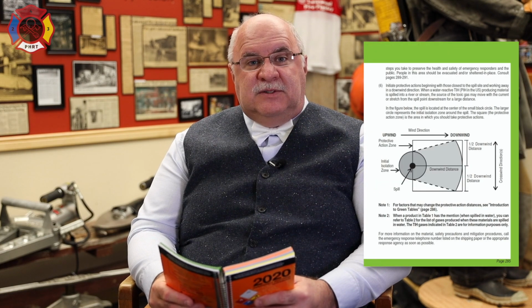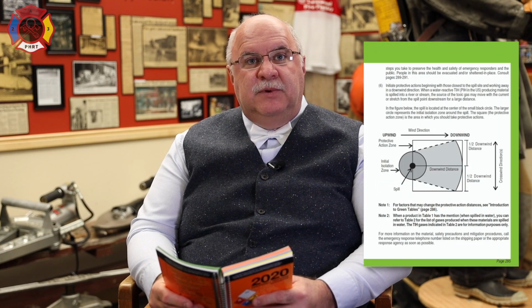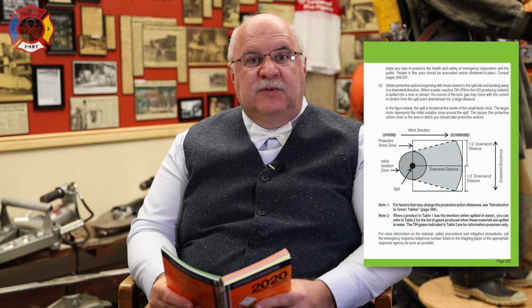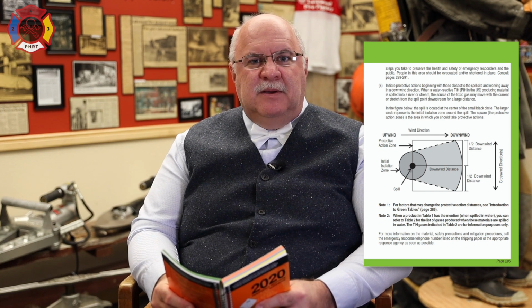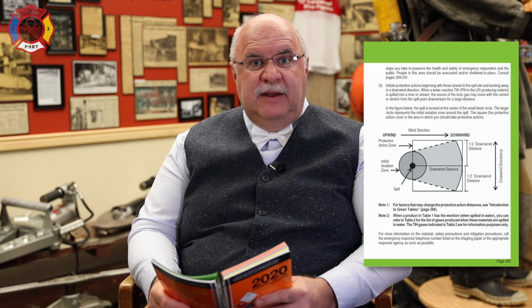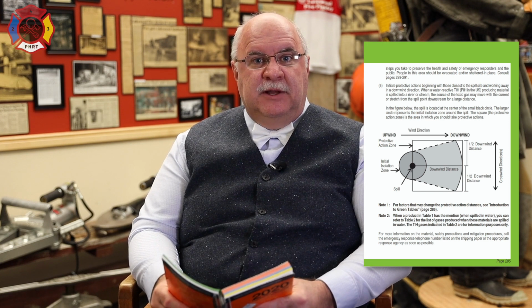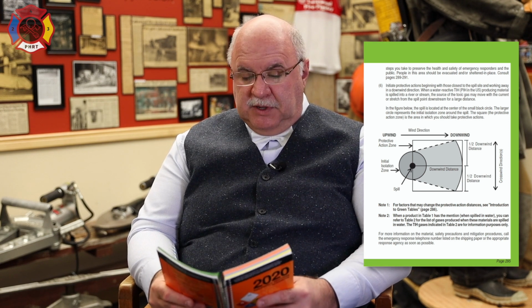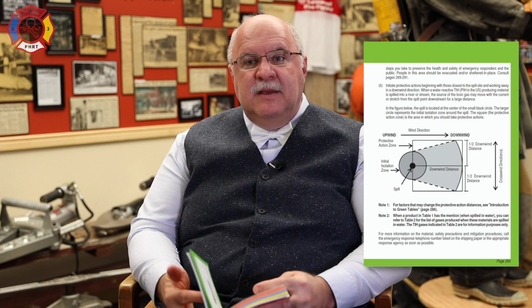What does that mean? Well, the initial isolation zone is where you could face a fatal exposure, especially if you're on the downwind side, or have other severe symptoms. The downwind protective action distance is for folks who may become incapacitated. If they're in that area, they may have trouble sheltering in place or performing an evacuation. And then what is in the green pages?